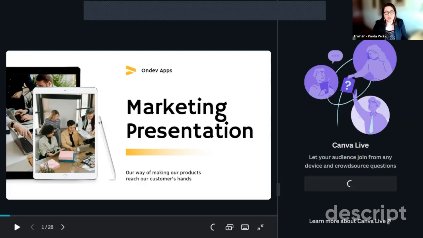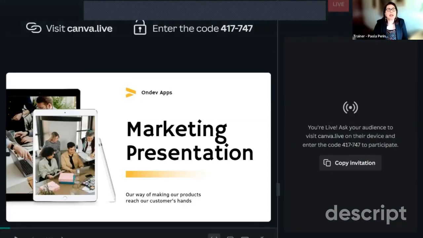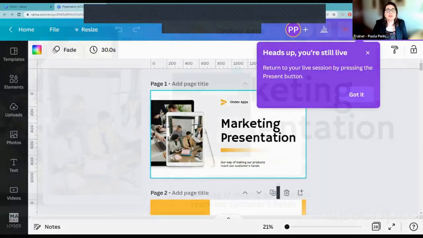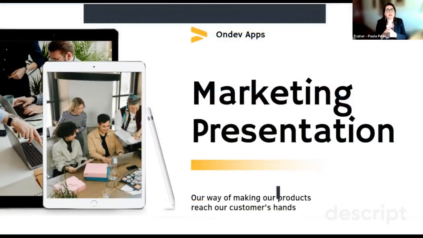I start this session, the connection. Here we are. I'm going to ask you to visit canva.live and enter this code: 417747. I am going to copy the invitation, and I'm also going to share it with you in the chat. That code there is a unique code for this particular session only. If I were to do it again, I would get a different code.